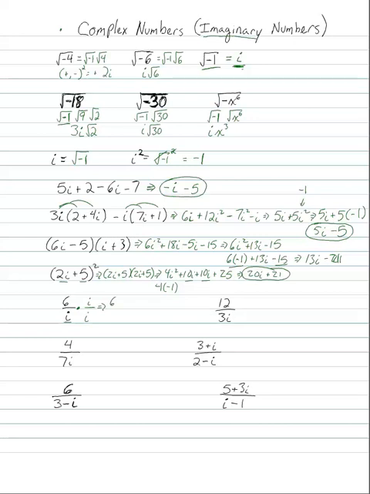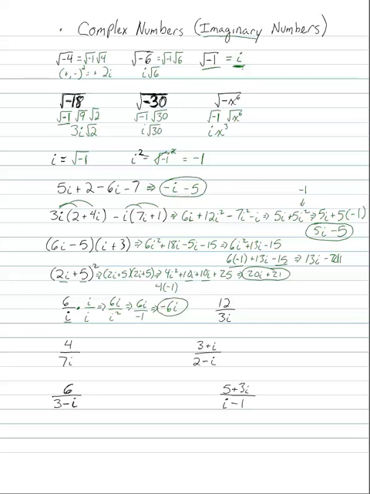So 6i over i squared. So 6i over negative 1. Can simplify the fraction now. 6 divided by negative 1 is just negative 6i.